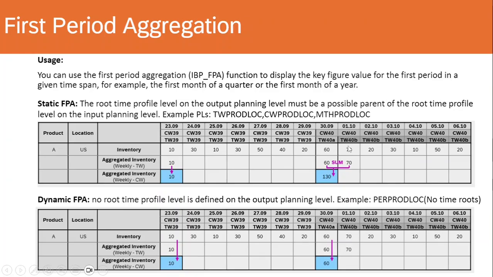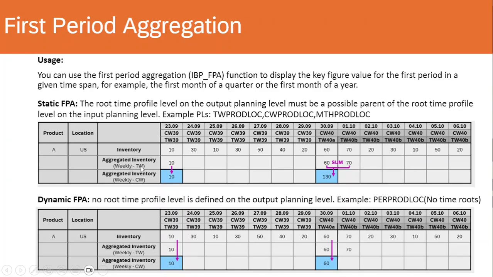Now let's go to the next week, which is calendar week 40 and technical week 40A. As I said, we are applying a first period aggregation to a static time profile, which is the technical week level. So we are not applying a first period aggregation to the calendar week. When we see technical week 40A, it has only a single day, so the same value would be displayed at the technical week level, the 60 value. Now again, technical week 40B has 6 days and the first day of technical week 40B is 1st of October. So 70 would be displayed.